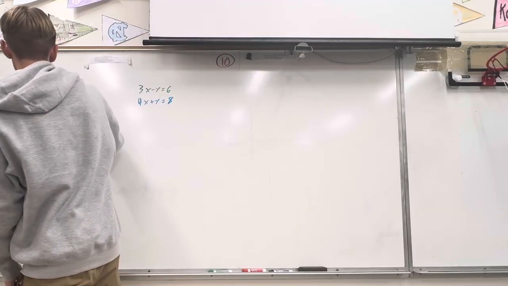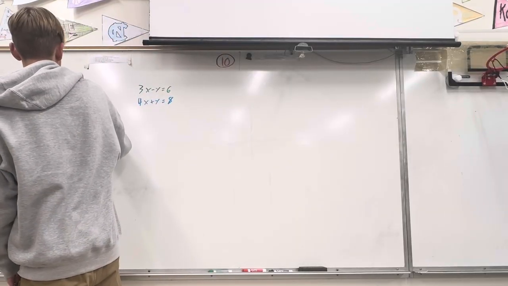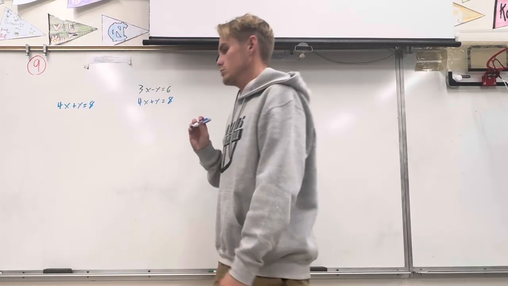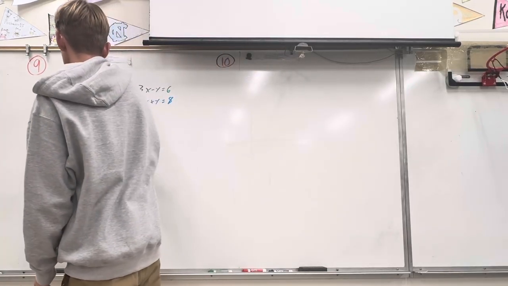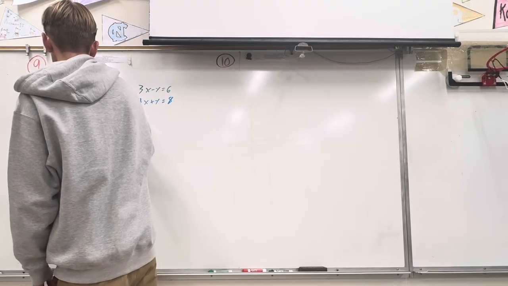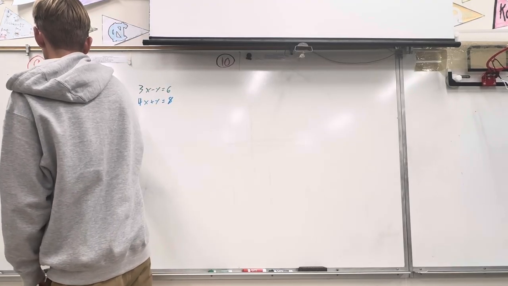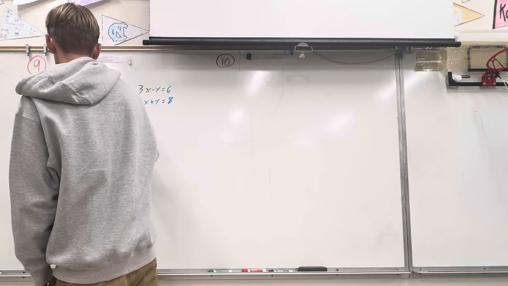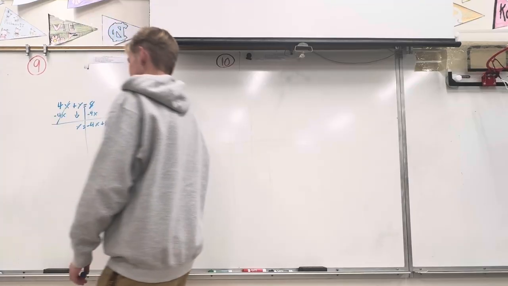So we have 4x plus y equals 8. And so to get y by itself, we just subtract 4x from both sides. We drop down y, we get y equals negative 4x plus 8.